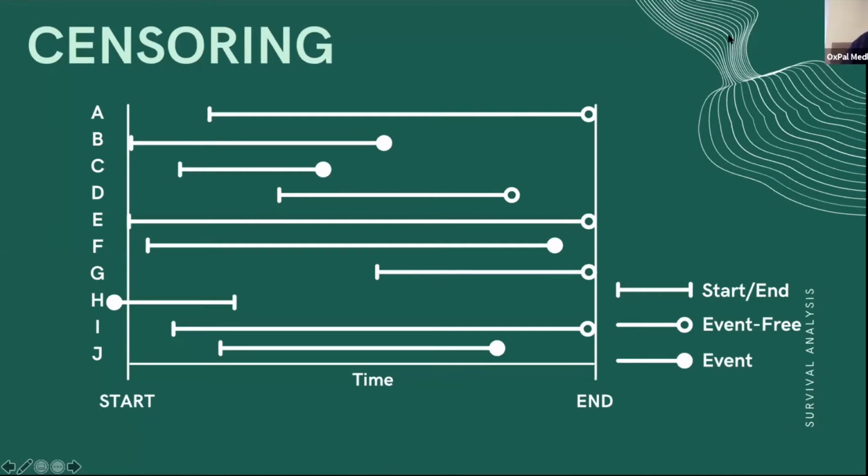Okay, so I think maybe I should start a poll here. We will decide now whether or not patient A is censored. Do we think that patient A is censored? And do we think that patient B is censored? And do we think patient H is censored? Let me start a poll. Do we think that participant A is censored? So remember, the patient remained event-free at the end of the observation period.